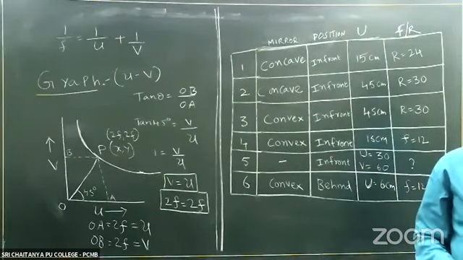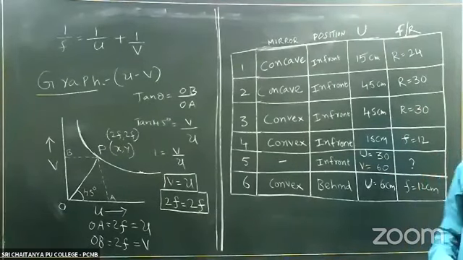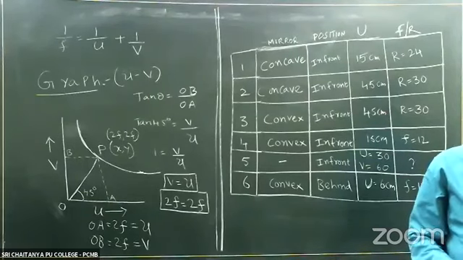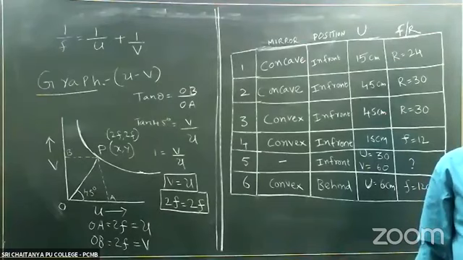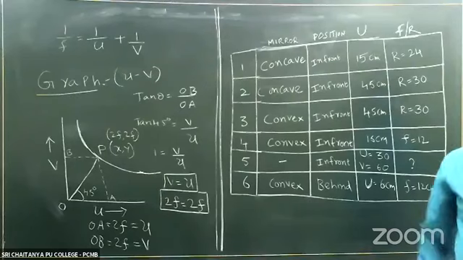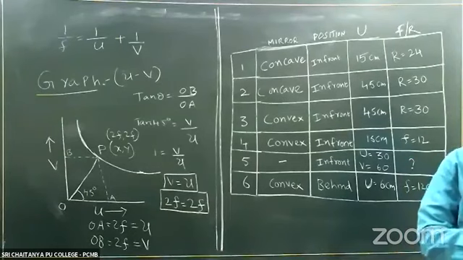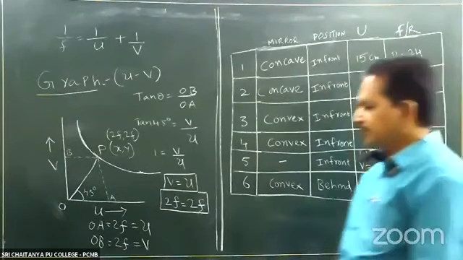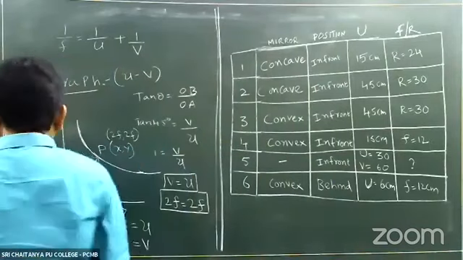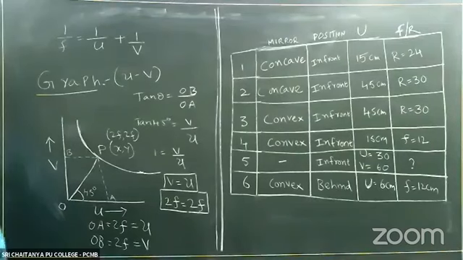Once go through the object and image position table, which we discussed the day before. When the object is kept at the center of curvature, the image will be formed at the center of curvature. In that case only, object distance is equal to image distance. In all other positions, as the object distance decreases, image distance increases. So therefore, U value must be equal to 2f and V value must be equal to 2f when the object is at the center of curvature.